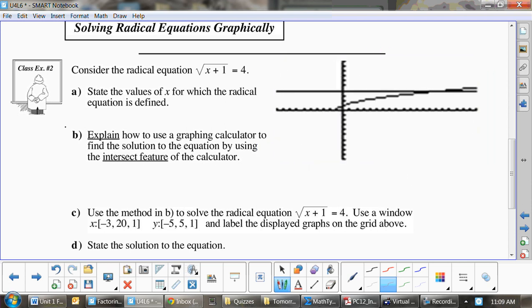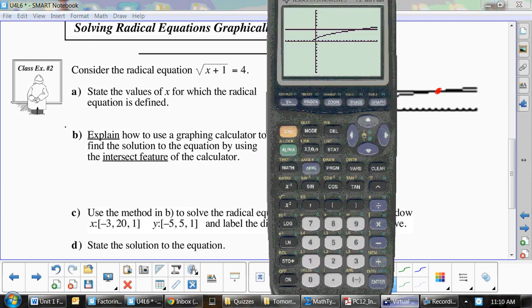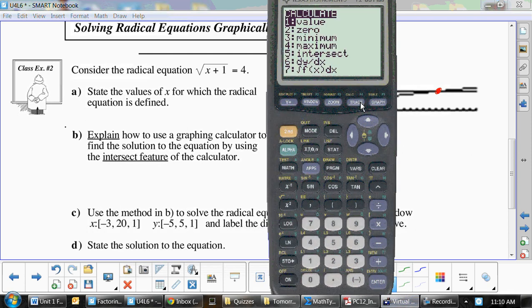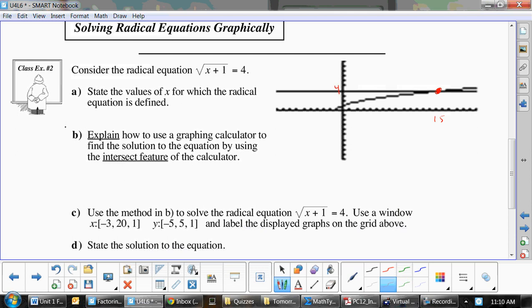Okay, so just so you know, that's our answer. How are we going to find that answer? Intersect. Second, trace. 5. Enter, enter, enter. 15, 4. Okay, so let's write that down. This is 15, and obviously that's 4 because that was the y equals 4 I put in.